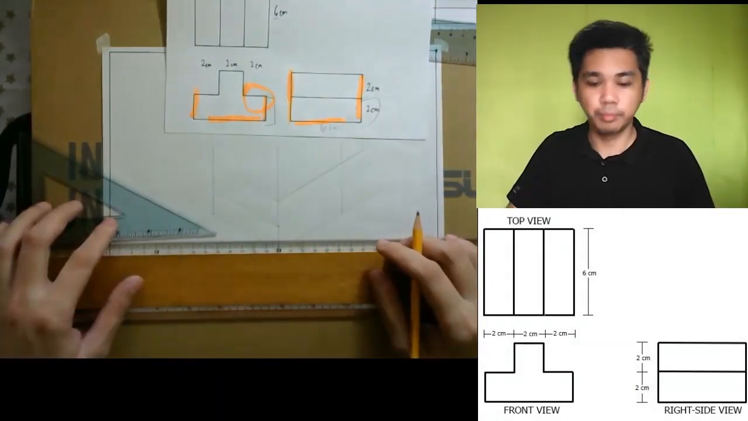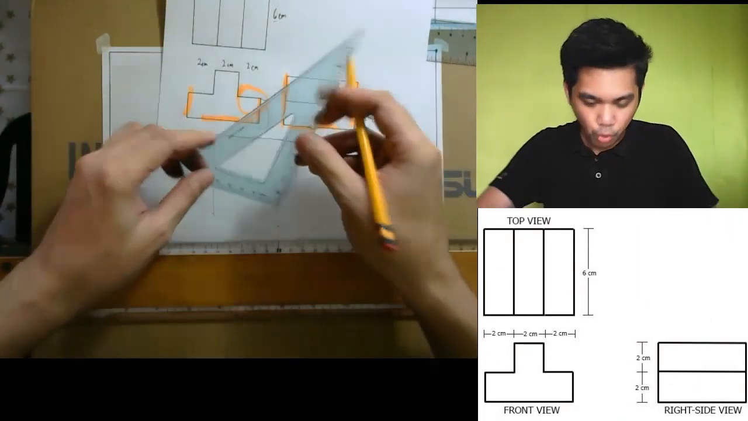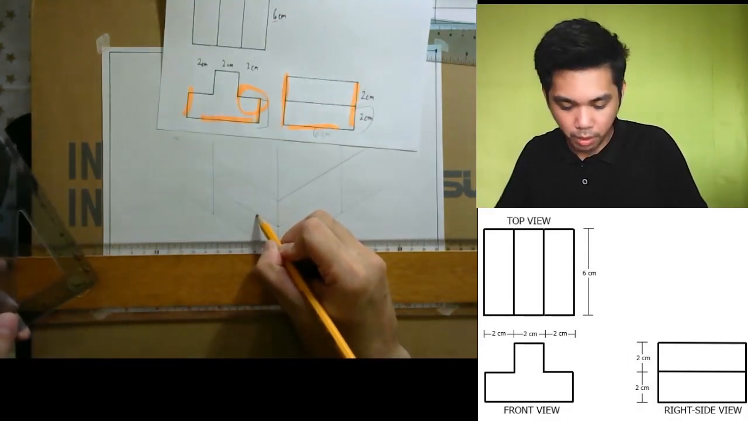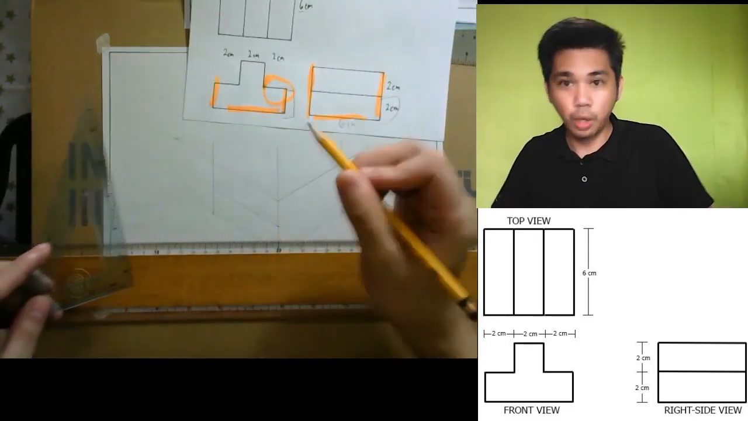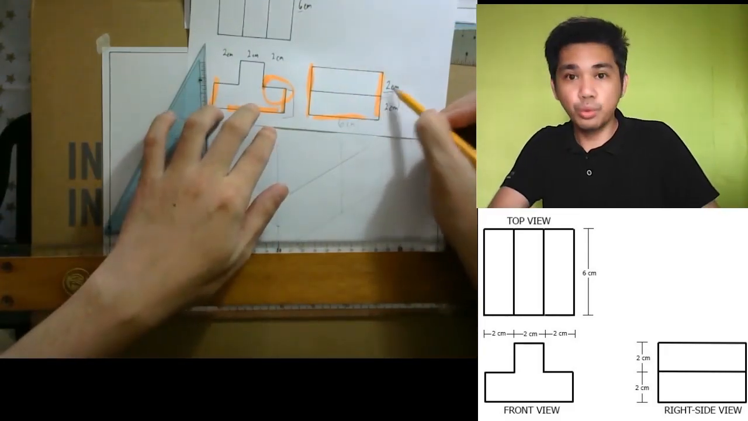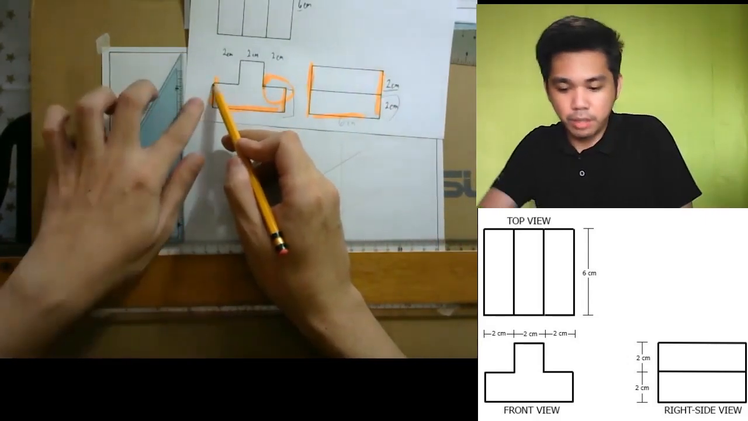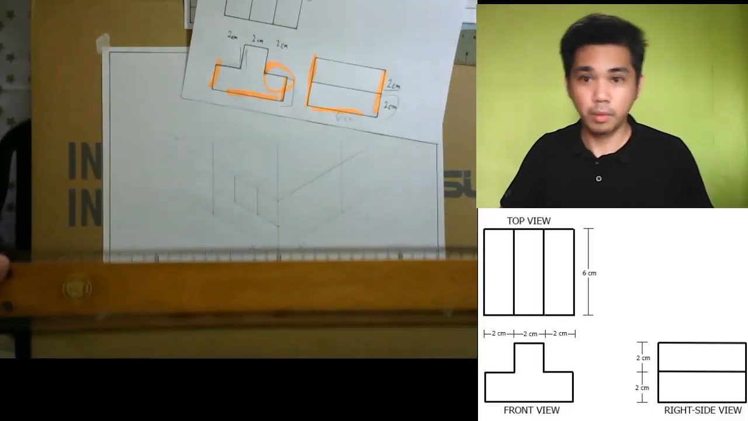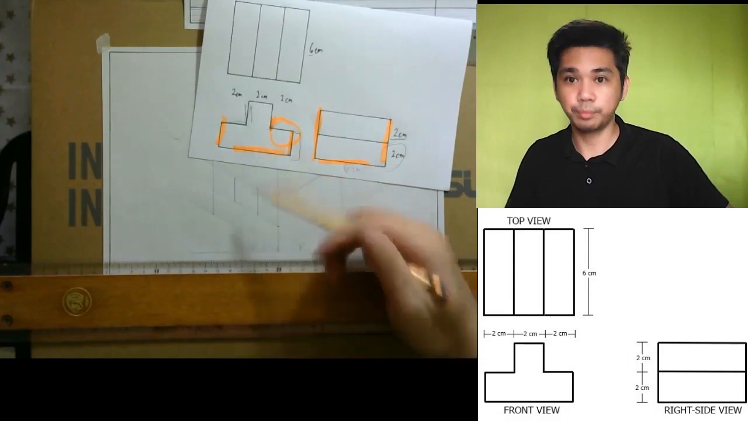Like so. And the measurement again is 2 centimeters. So we will measure again 2 centimeters. And then from this line, this point, going upwards, that is also 2 centimeters. And then this side is also 2 centimeters and then also 2 centimeters. So there we go. This actually looks like our front view.